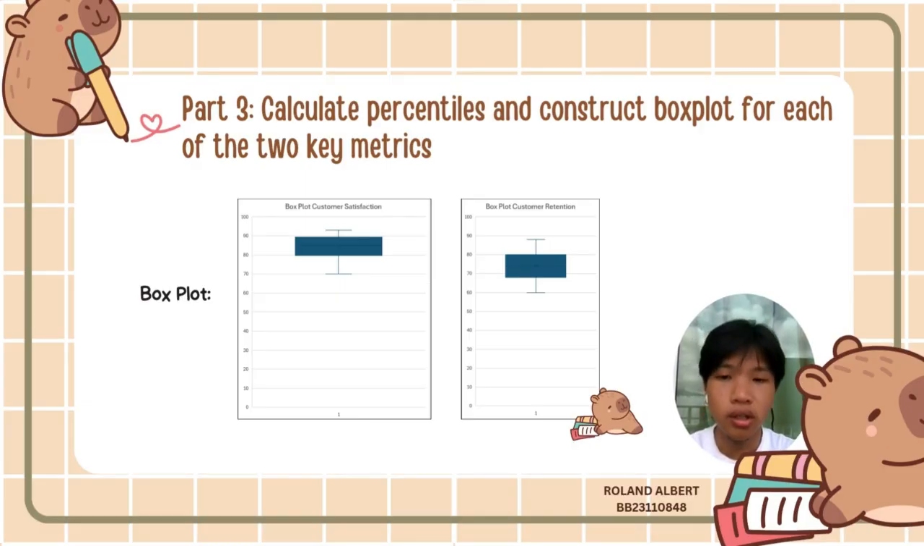It shows a wider spread. The IQR is 11, meaning there is more variation in how well businesses retain customers. So even though both medians are high, the larger spread in retention suggests that some businesses may be struggling to maintain customer loyalty, even if satisfaction is generally high. In summary, satisfaction is consistent, but retention varies, indicating that satisfaction doesn't always guarantee loyalty.